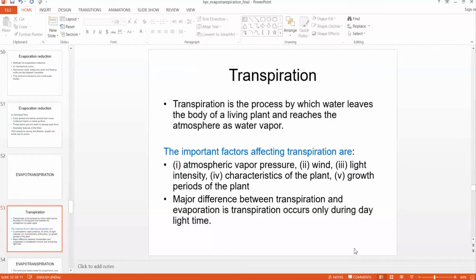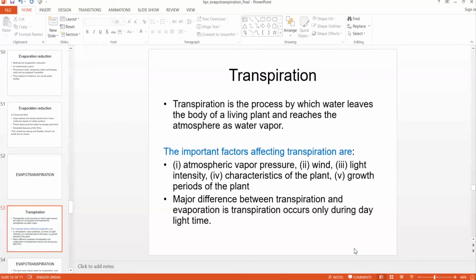So in evapotranspiration, as of now, I taught evaporation. So the next important component of evapotranspiration is transpiration. By transpiration, the water leaves the body of a living plant and reaches the atmosphere as water vapor. Similar to evaporation, the important factors affecting transpiration are almost the same: atmospheric vapor pressure, wind, and light intensity. That is nothing but sunlight.